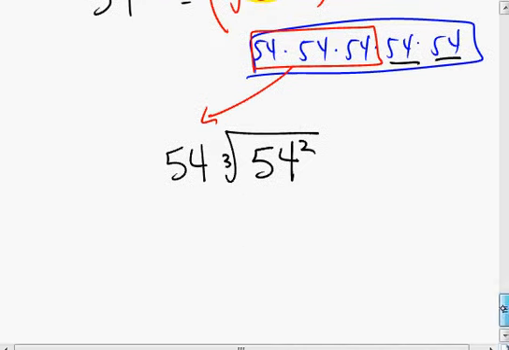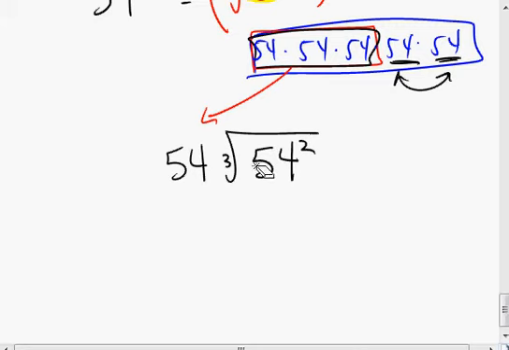All right, so we started out with 5 54s. We needed 3, so these 3 did leave and became this, and these 2 had to stay in, and I just wrote that as 54 squared. You could multiply these together, but I don't think you'd want to do that at this point because you're not done simplifying. Now, it's just like the last one.